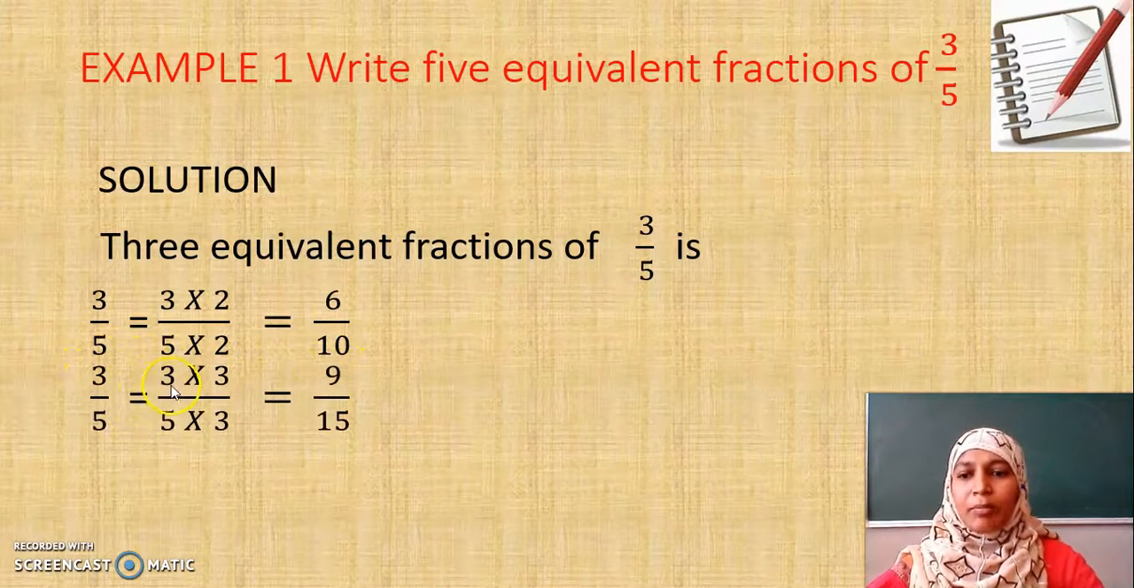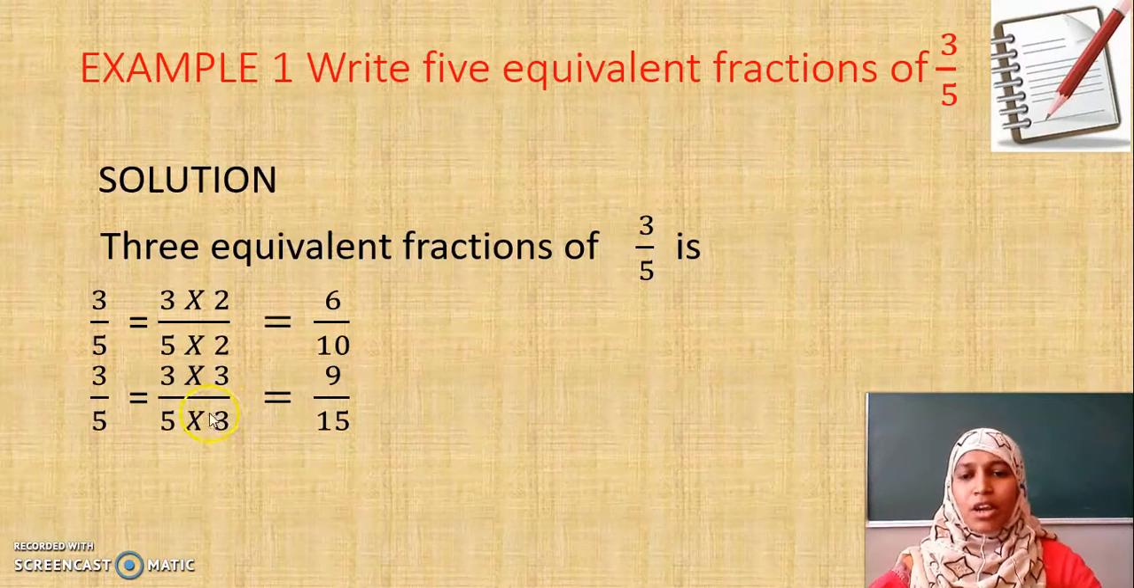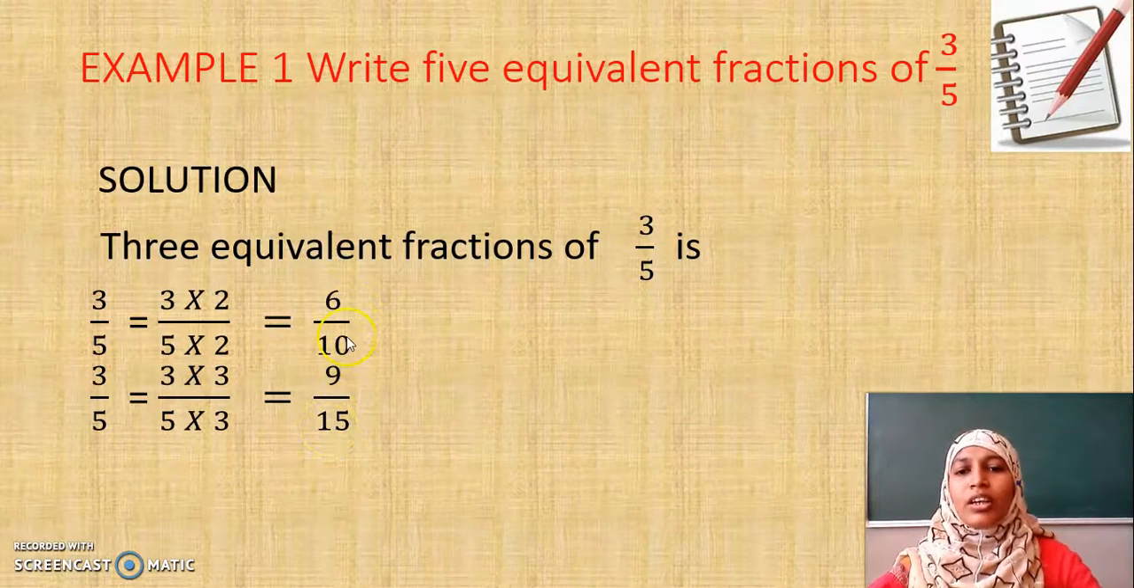Next, I multiplied the same fraction with the next number 3, both in numerator and denominator. So I get 9 by 15. 3 3s are 9, 5 3s are 15. So these two are equivalent fractions of 3 by 5. If I simplify this in 3 table, I get the simplest form 3 by 5. So they are equivalent fractions.